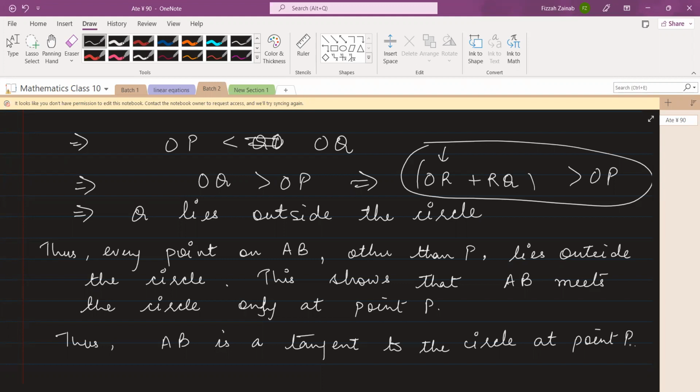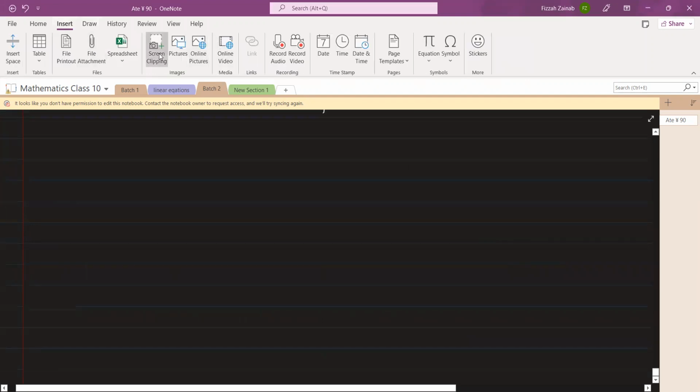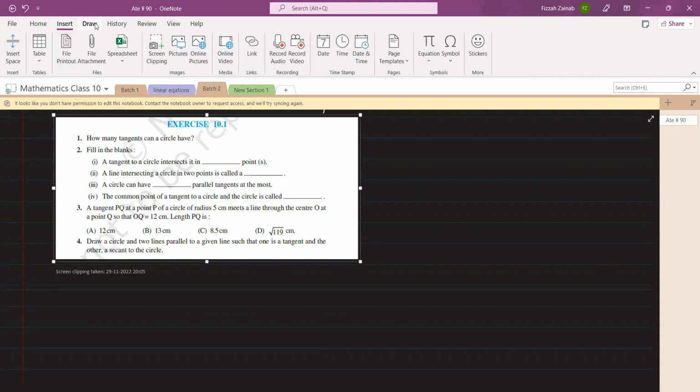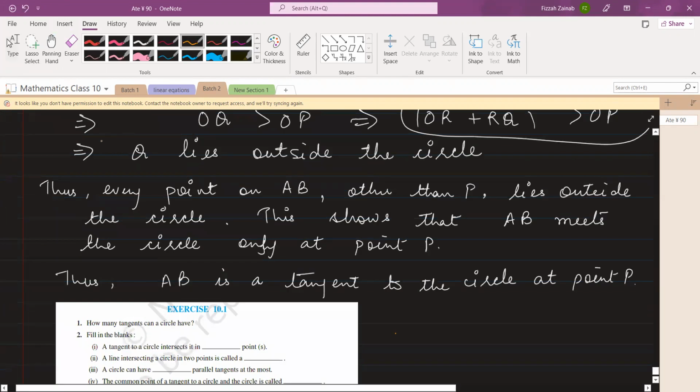Okay, let us quickly do exercise 10.1 of NCERT. 1 minute. Ma'am, can you show the last sentence? Yeah, sure. Okay, ma'am. Thank you.